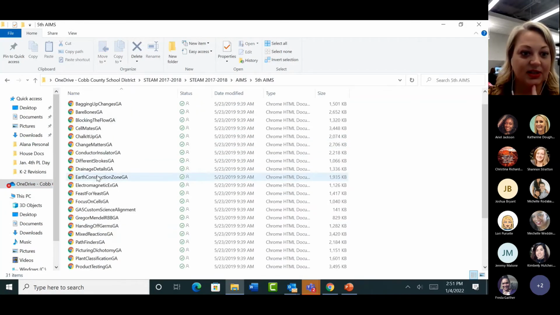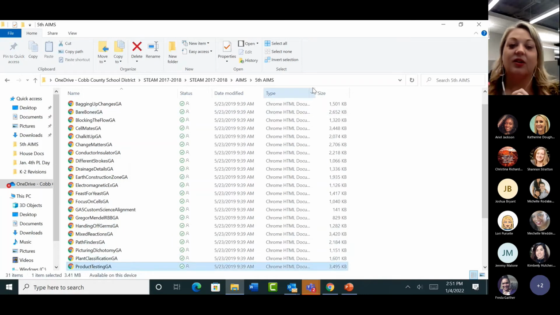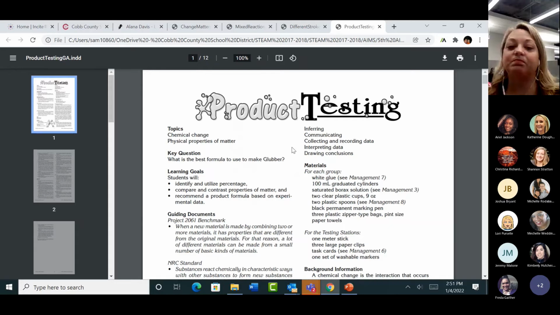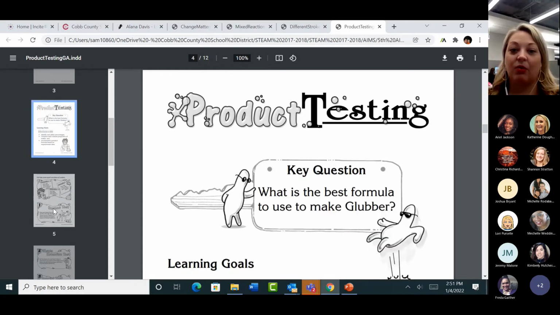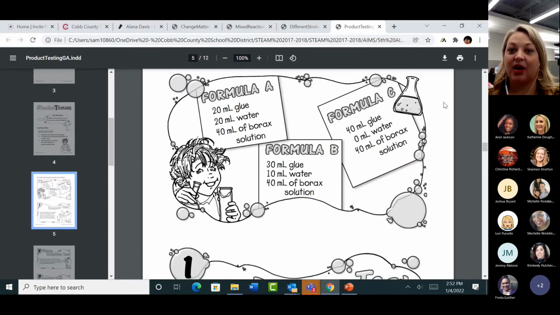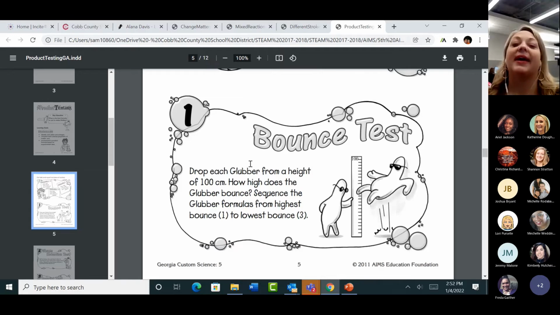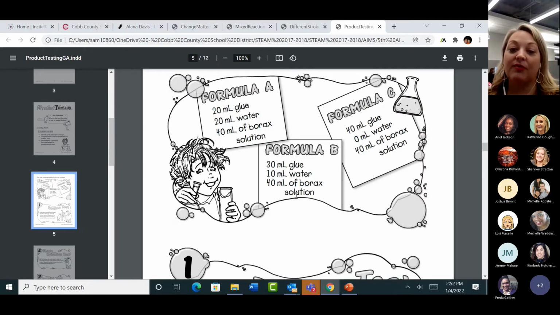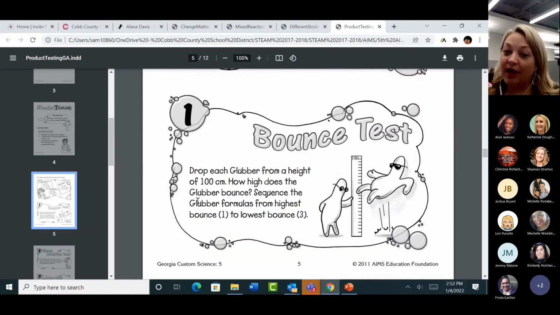Product testing. Here we go. This is a really fun activity to do when you might have a day before a break or as a culminating activity. But what happens is they have 3 formulas. So you just need glue, water, and borax. And as you can see, there's 3 different formulas. And they're going to make all 3 formulas and then put their Glover through product testing.